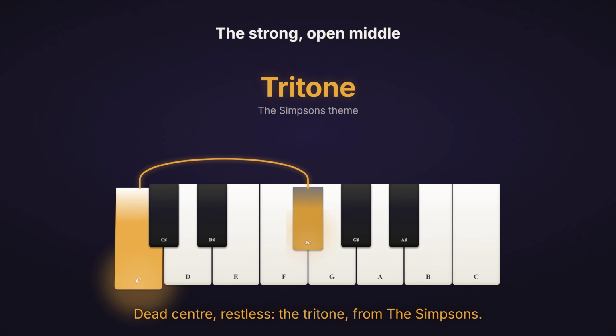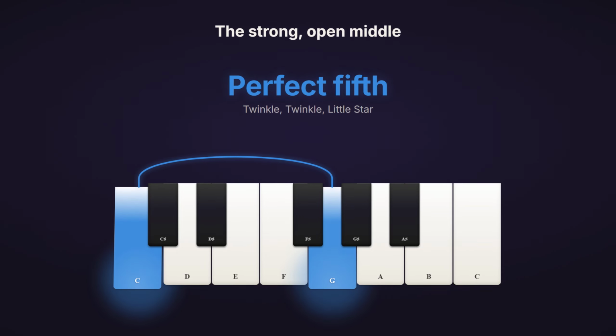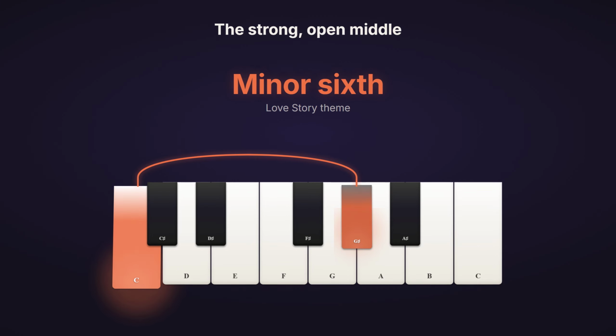Now seven semitones, the perfect fifth, the most stable, ringing interval of them all. Listen. That is Twinkle, Twinkle, Little Star, the leap you heard at the very start. And eight semitones is the minor sixth, tender and a little aching. Listen. That is the opening of the love story theme, two notes reaching tenderly up. The middle of the ladder is the busiest part of music, and now you have a song planted on every rung.